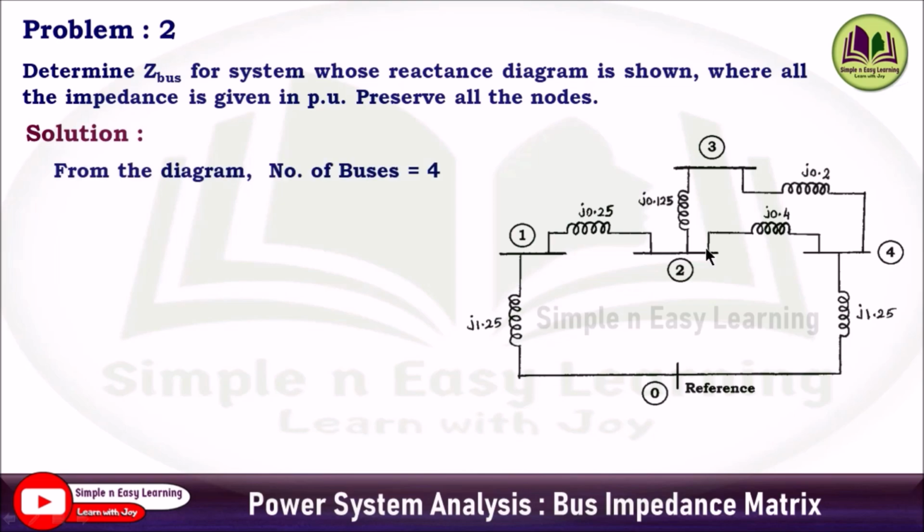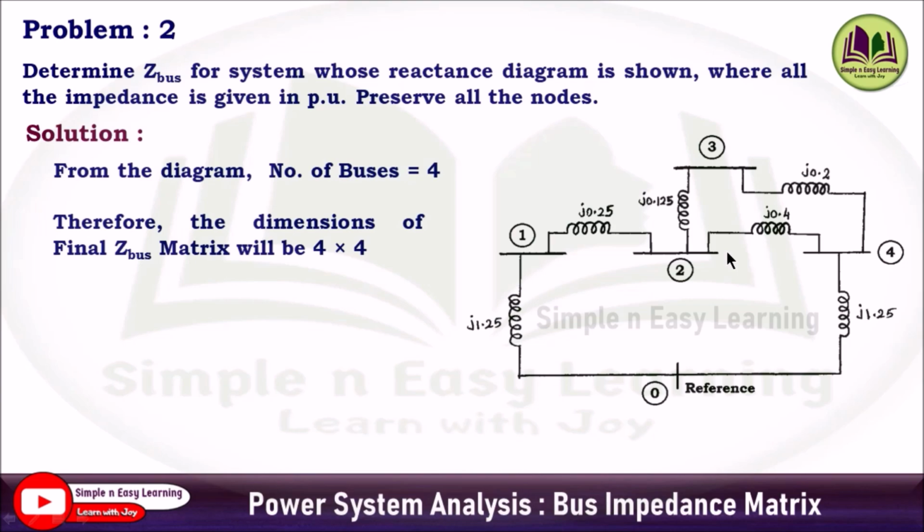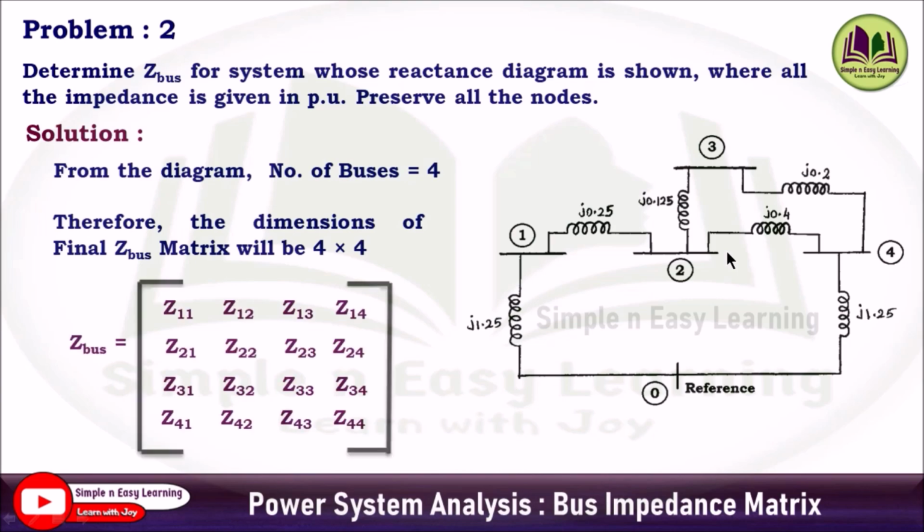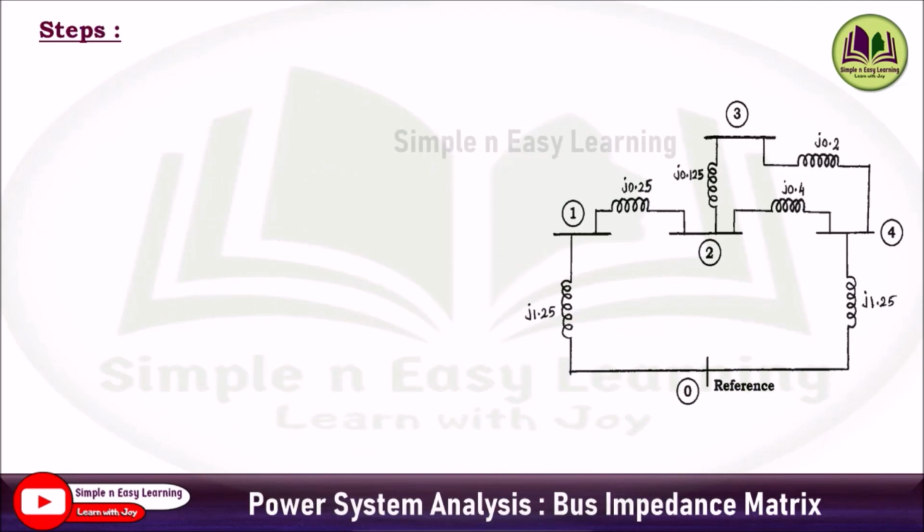Solution. From the diagram it is clear the number of buses is 4. So our final Zbus matrix will be a 4 cross 4 matrix, which consists of these 16 parameters. Now we will see the steps to be followed to solve this problem. Step 1. From reference bus 0 to bus 1, we are considering this reactance J1.25. You will be getting a 1 cross 1 matrix.